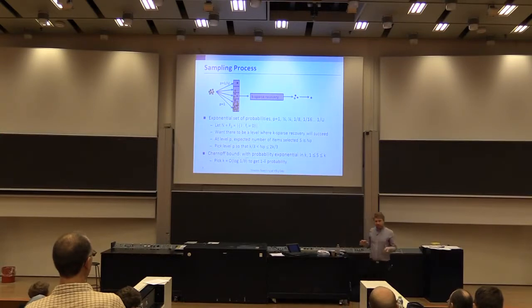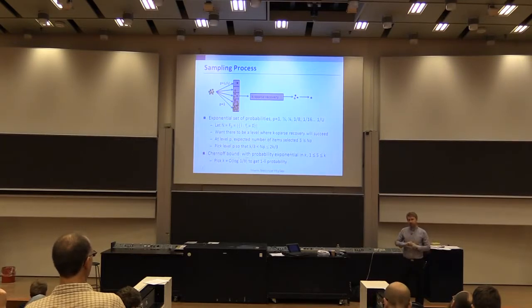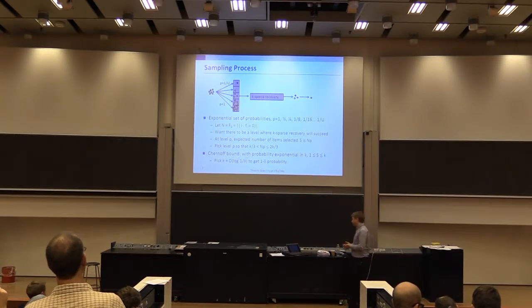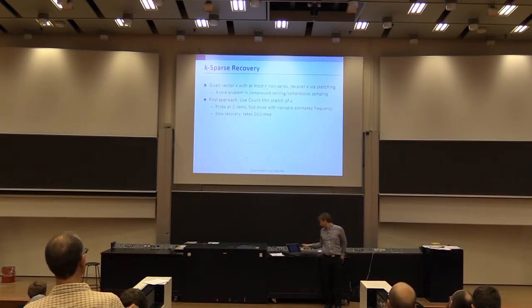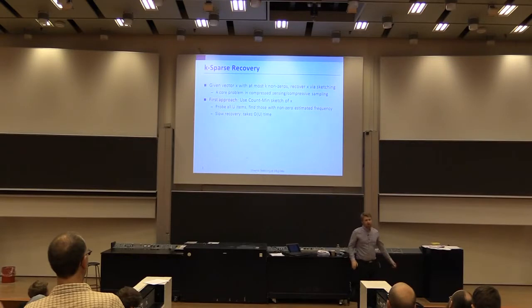So what that says is the general outline is fairly clear. I'm going to repeat this process with different probabilities p of passing elements, feed the result into some sparse recovery algorithm, but I need to do some steps in the analysis just to argue that, for example, I will succeed, that there'll be some level where things work out for me. The next question is, how do I actually do this sparse recovery?